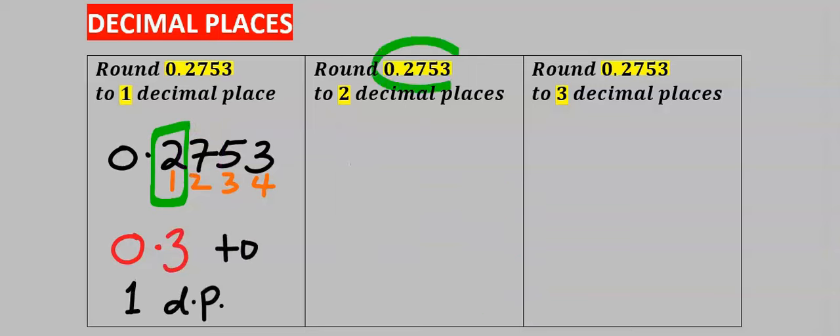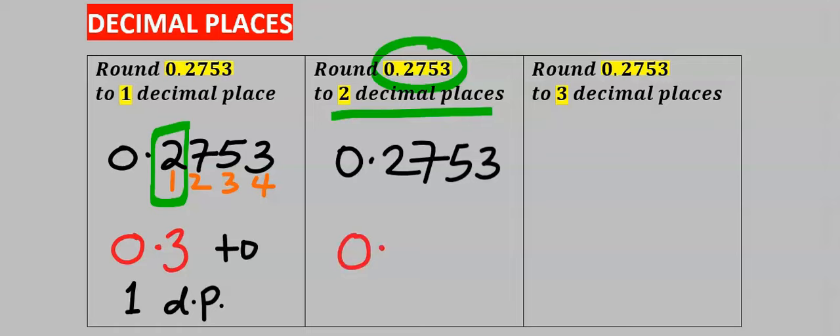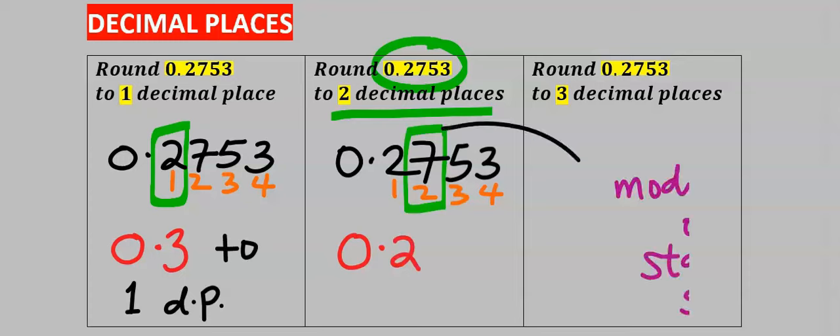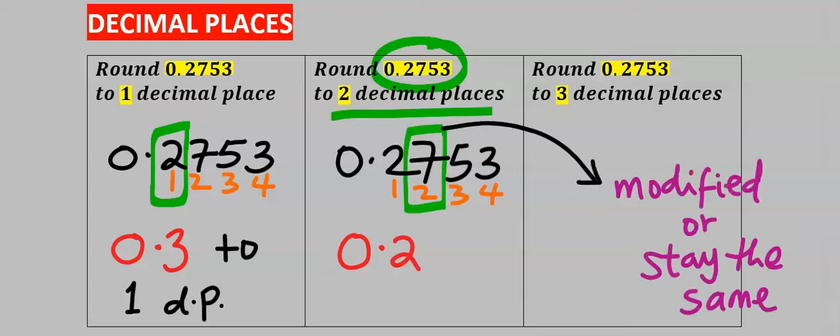Next, let's consider this number to 2 decimal places. Any number before the decimal is not our problem. The second number after the decimal is 7. Hence, 2 is free. This 7 will either be modified or it will stay the same. However, the number after 7 is 5, and 5 can modify 7 to 8 to 2 decimal places.